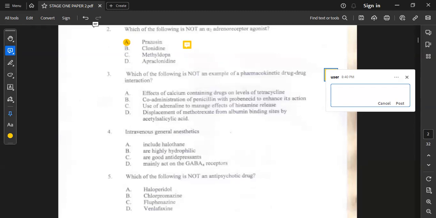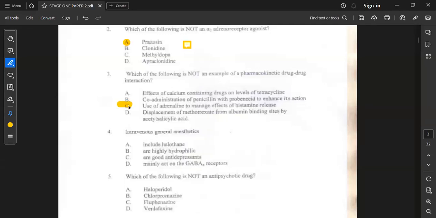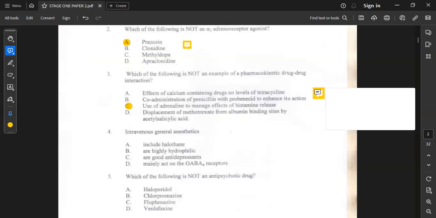Use of adrenaline to manage the effects of histamine release, because that's a physiological antagonism, which is under pharmacodynamics when we're talking about agonist and antagonist. Anything else?